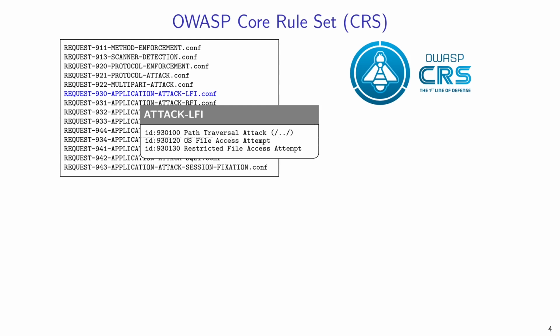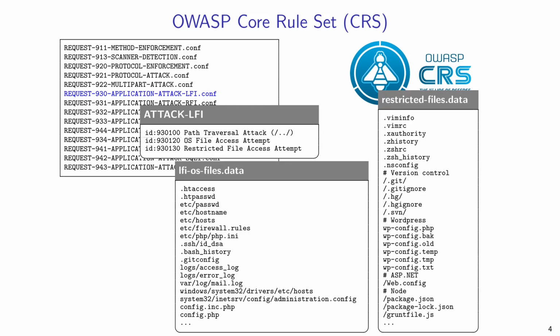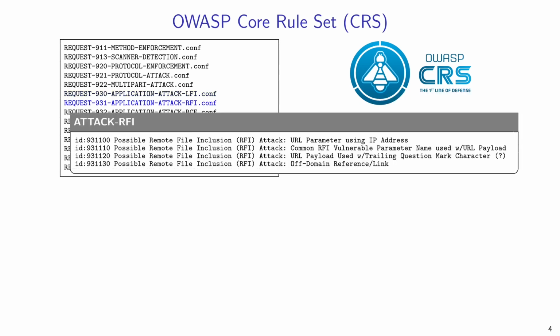Local file inclusion attack rules detect path traversal attacks by looking for traversal sequences in the request, and they also attempt to detect operating system file access and restricted file access by matching strings in a request against the database of file names that attackers typically try to access either directly or through local file inclusion vulnerabilities. Remote file inclusion attack rules detect attacks by looking for protocol schemes and IP addresses in request parameters.